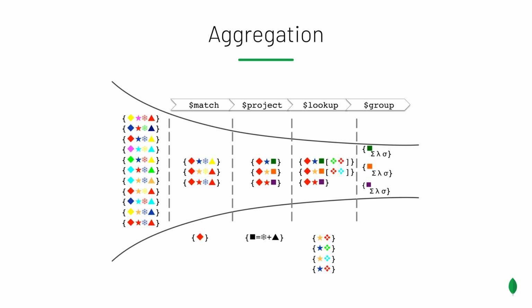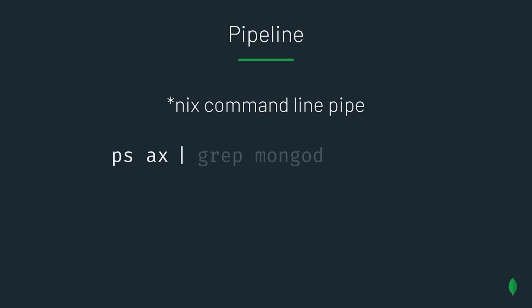Then we do a lookup stage, which is a join operation. Finally, in this example, we do a group stage and group our items based on the color of the shapes. And the shape in particular that we're looking for here is a square. This is similar in concept to the Unix pipeline. Here, we're getting the running processes, searching for the MongoDB process, and printing out the first line of the data.